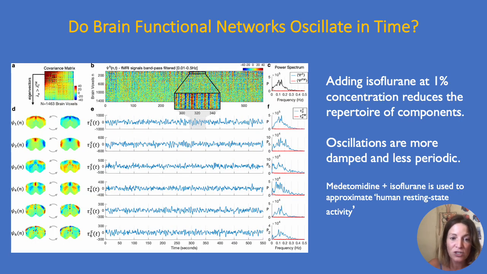What we show here is that when we add isoflurane, it reduces the number of components detected. Before we had 10, here only 6 passed the postmortem threshold. We find that oscillations are more damped and less periodic. Medetomidine and isoflurane is known to approximate human resting state activity. These oscillations are less clear, but they are still there, so the modes are still phenomenologically similar to what we observed in medetomidine.